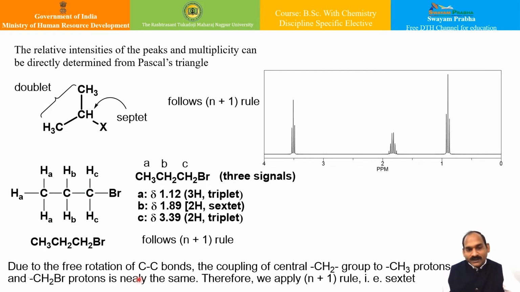Due to the free rotation of the C-C bond, the coupling of the central CH2 group with the CH3 protons and the CH2Br protons is nearly the same, and therefore we can apply the n plus 1 rule, and this particular sextet is obtained in this case. If you see a triplet over here and a sextet over here for the B environment, this is an excellent example for what we have seen just now.